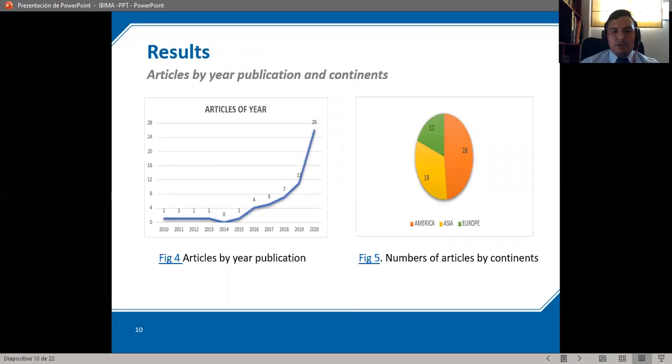Results. As shown in figure 4, the articles published between 2019 and 2020 made the highest contribution of articles related to the research topic, with 11 and 26 articles respectively, compared to previous years, which had few articles. Figure 5 shows the percentage of articles published by continent, where the largest number of scientific articles is found in the Americas with 28 articles, Asia with 19, and Europe with 11.